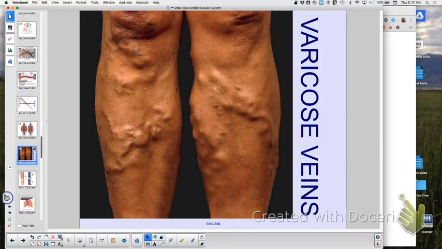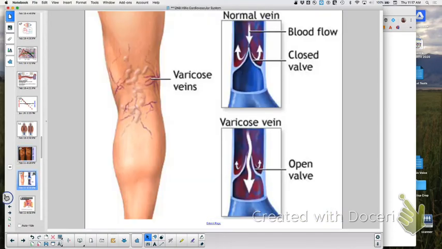Okay, here's some evidence, claim, evidence, reason, of some broken valves. When the valves break like that, then the blood can pool. That enlarged vein appears as a varicose vein. Now, there are all different kinds of varicose veins. There can be little spidery ones that are tiny. Those you're going to get as you age.